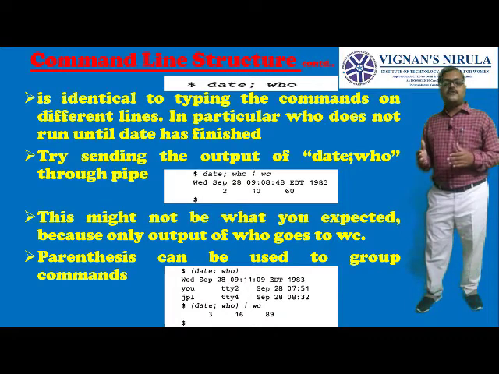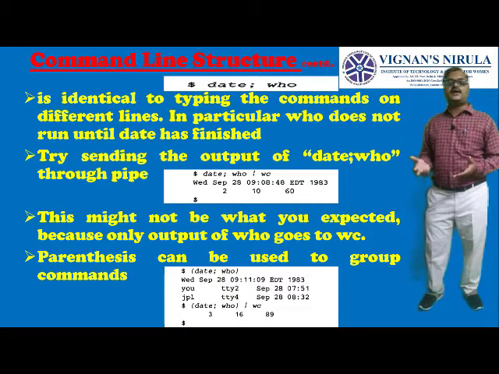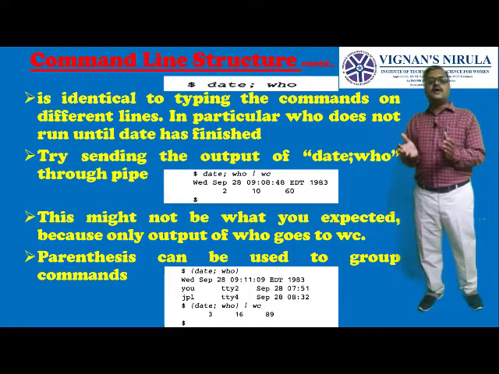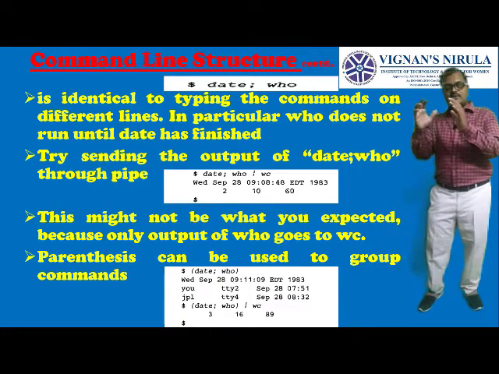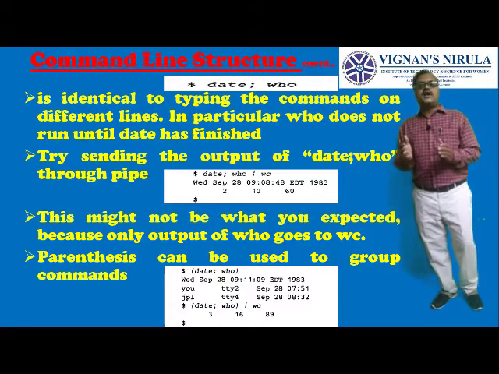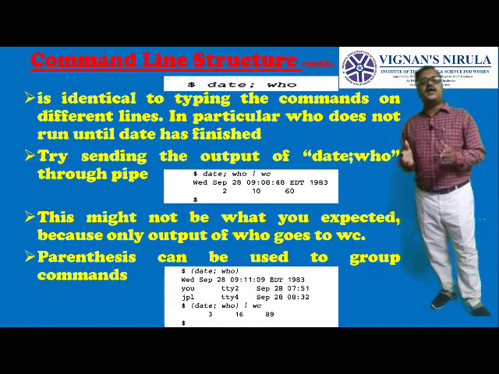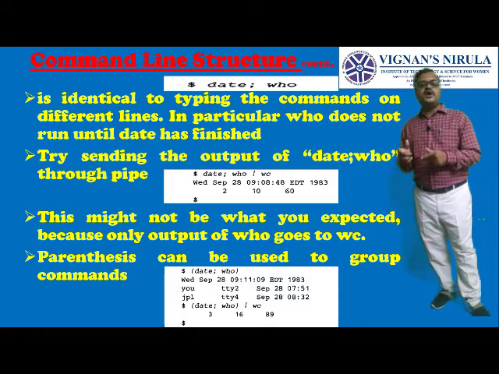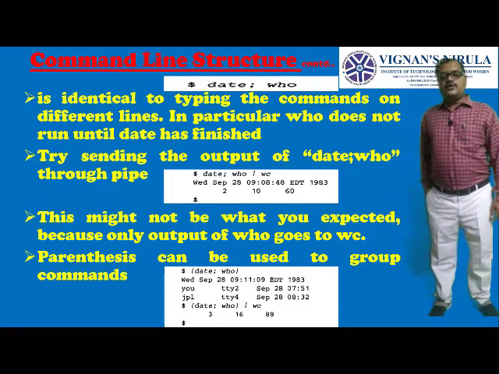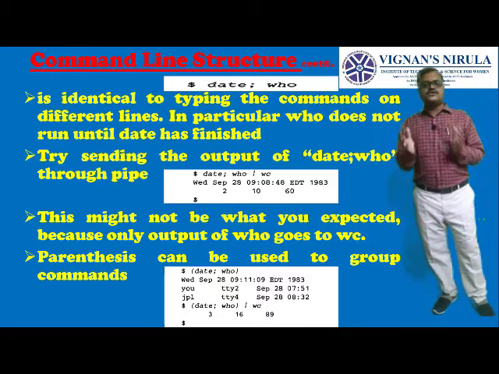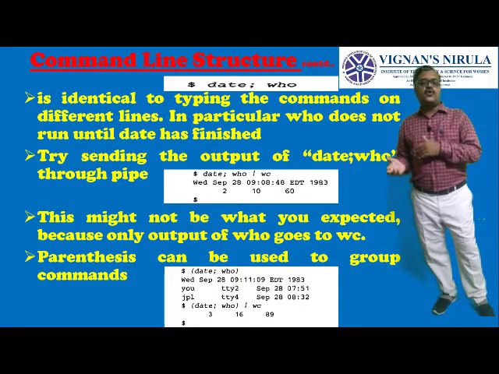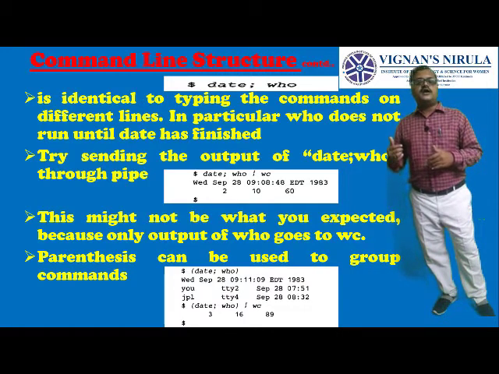For this purpose, we can override the priority. How can we override this? By enclosing date semicolon who in parentheses. If you enclose date semicolon who in parentheses, then date semicolon who is executed first, and then the output is given to the wc command, to count the number of lines, number of words and number of characters.